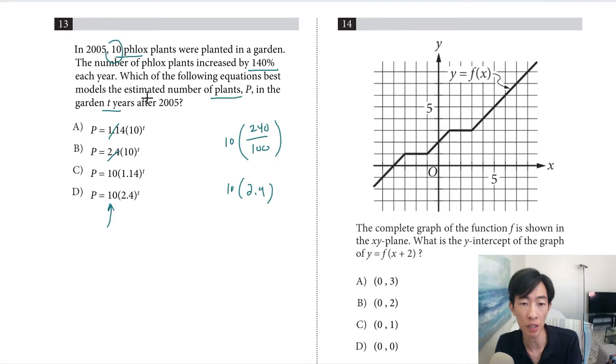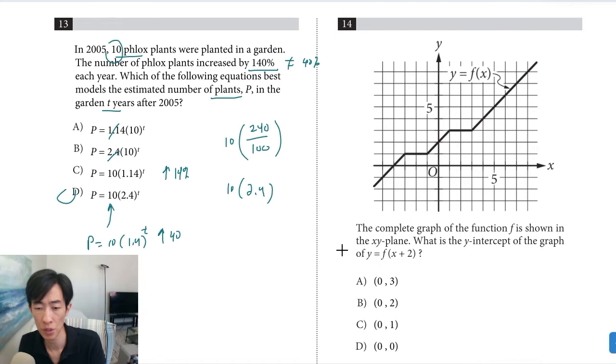And given that this happens every year, you just kind of raise that to the t, which shows you that choice D is the answer. Looking at choice C, what you want to realize is choice C is actually an increase of 14% every year. And if you wanted an increase of 40%, it would be P equals 10 times 1.4, all raised to the t. Question 14, the graph of the function is shown in the xy plane.